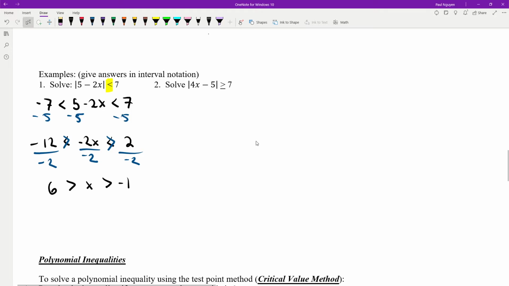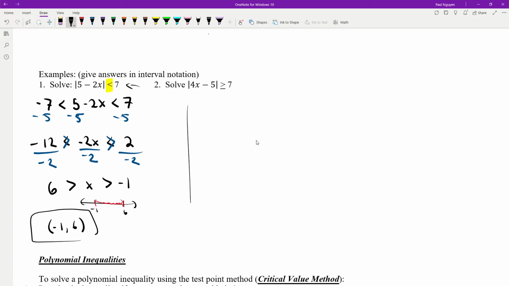So if I want to write this in interval notation, I can draw a tiny picture to see what's happening. Here's negative 1. Here's 6. I want x to be in between there, not including the ends. So that tells me negative 1 to 6, not including the negative 1, not including the 6. This is the solution set. Anything in there will make this thing true. The absolute value, if you take 5 minus 2 times any number in there, will be less than 7.